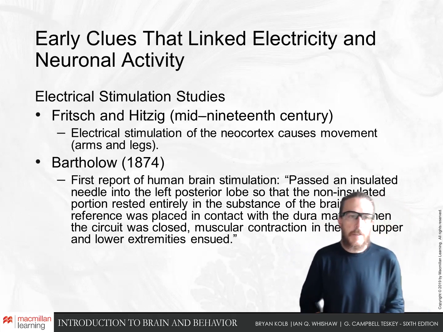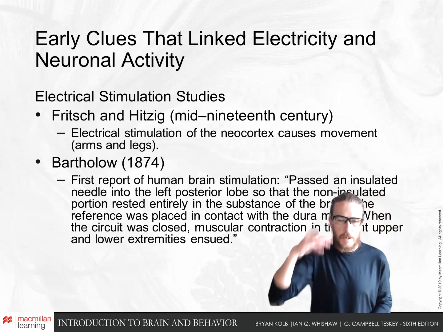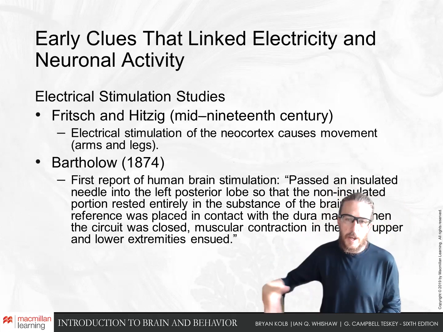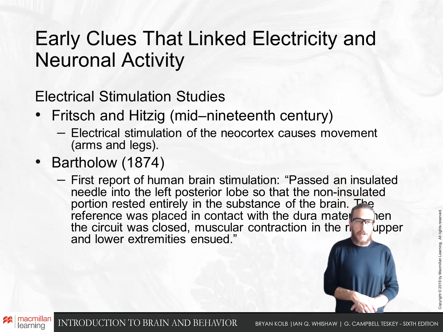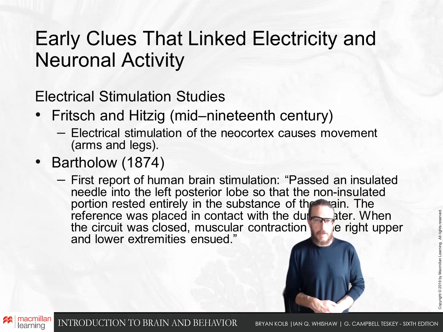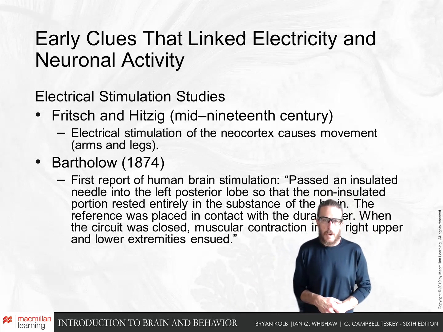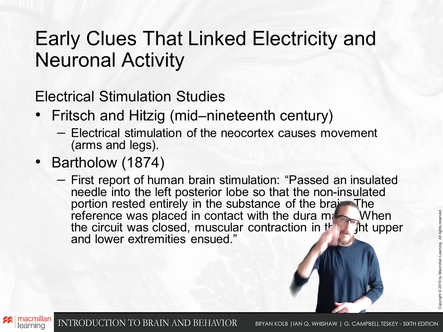First by Fritsch and Hitzig, who were stimulating the neocortex of animals and had the arms and legs of the animals moving. And a gentleman in America named Bartholow, who implanted an electrode into the brain of one of his patients who had an exposed brain from a hole in their skull.